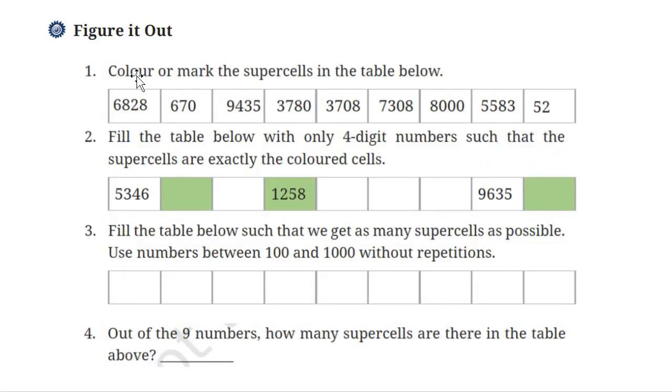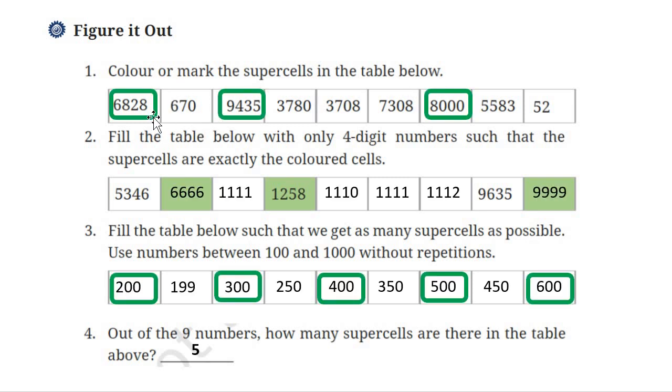Okay, so the first question is color or mark the supercells in the table below. Okay, now this is quite easy. Let's see over here. See, this number is much larger than this one, so circle. Again this one is also circled since it is larger. This one is smaller than this one. Again this one is larger, but this number is even larger than this. And again this is larger than its other adjacent cell, so this is also colored.